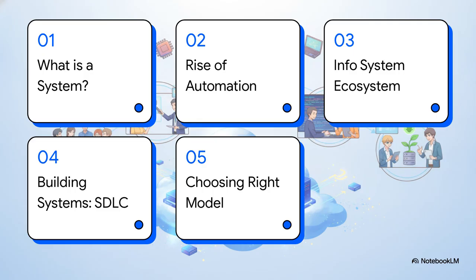So here is our roadmap for today. We're going to cover: 1. What is a system? 2. The rise of automation. 3. The information system ecosystem. 4. Building systems using the SDLC. And 5. Choosing the right model.